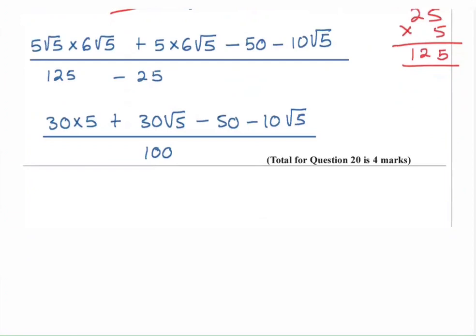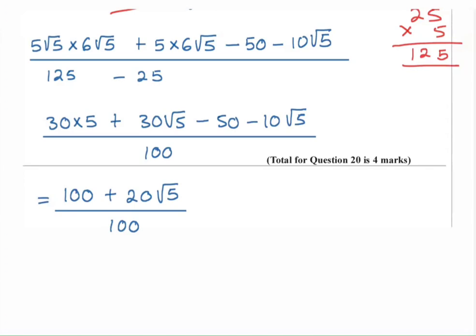Okay, I'm going to rewrite this one more time, and let's take a look at how things go. We are collecting like terms. Now 30 times 5 here, this is 150. So our 150 and our 50 would subtract naturally. So 150 minus 50 would give me a whole number 100. And similarly, my 30 root 5 and my 10 root 5 are like terms. When I collect them, that's 30 minus 10, that's a 20 root 5. All of this divided by 100 in the denominator.